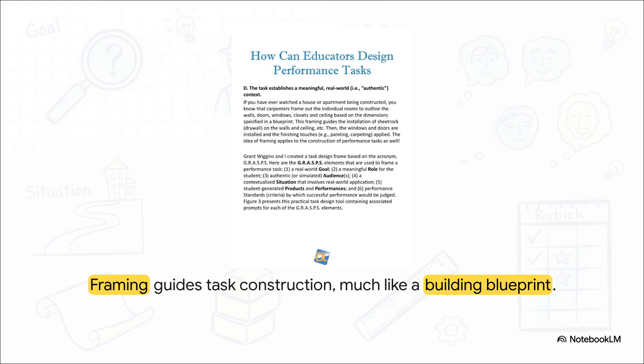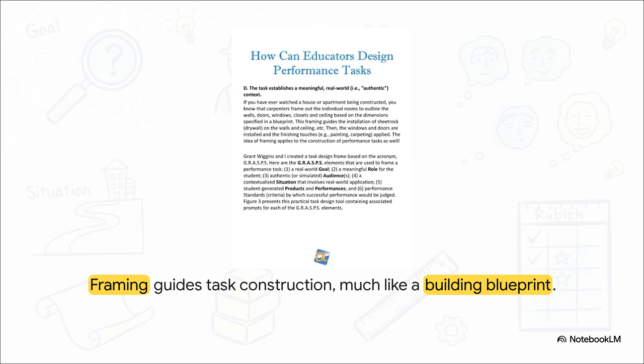If you've ever watched a building go up, you know carpenters frame out the individual rooms, the walls, the doors, the windows, based entirely on the dimensions specified in an architectural blueprint. Without a sturdy frame, the whole building collapses. And you know what? An assessment falls flat without one too.